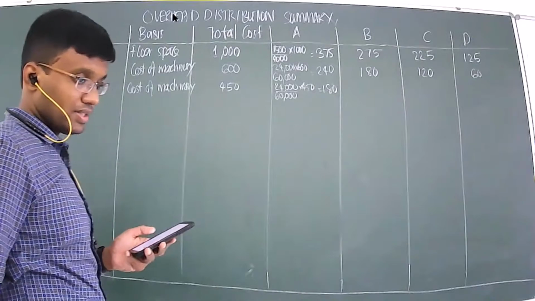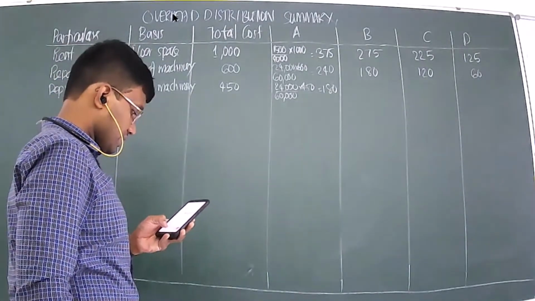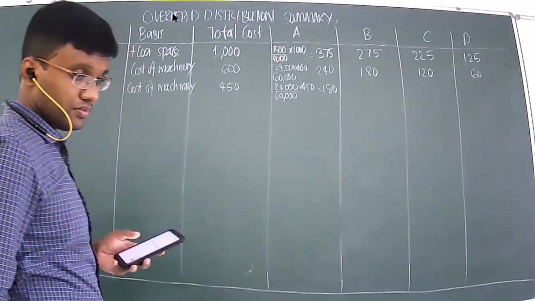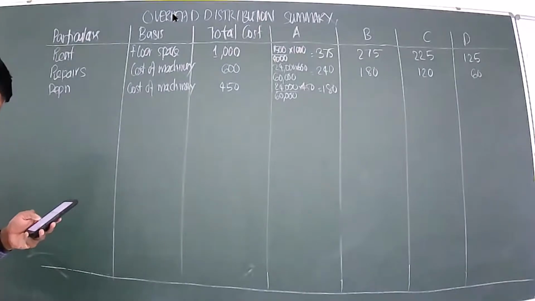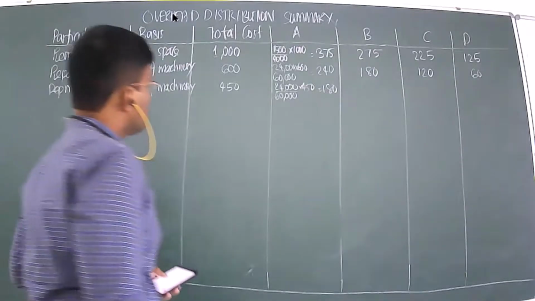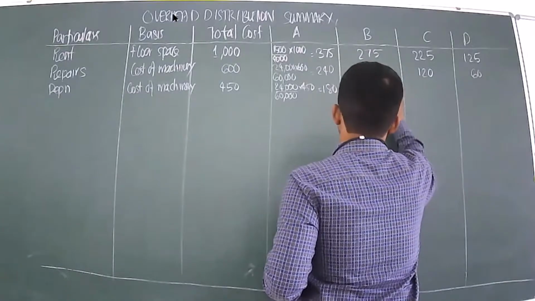Let's calculate for the next one: 18,000 divided by 60,000 into 450. This will be 135.